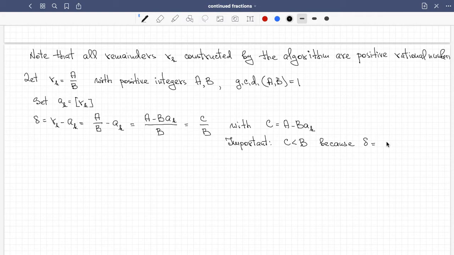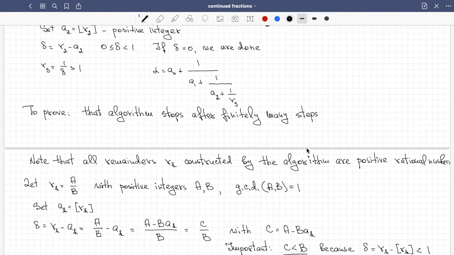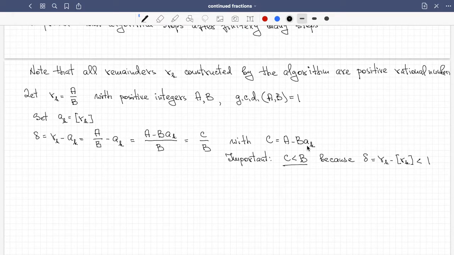Delta, which is r k minus k integral part, is... so we've got this important and simple inequality. Let us continue our procedure according to the algorithm just described. What we do, we flip delta.